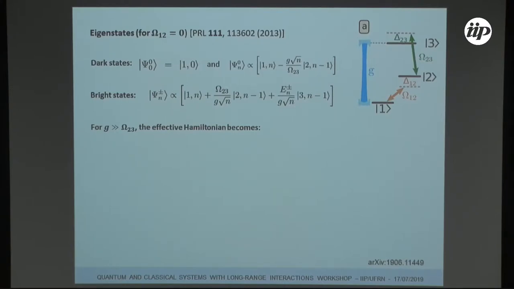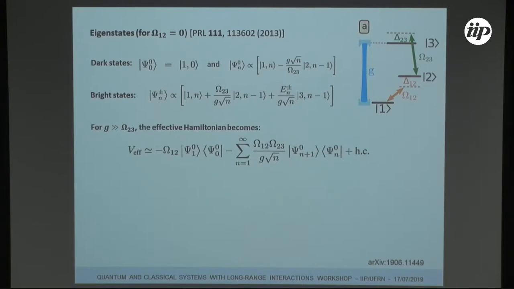I'm not going to show you all the details of the derivation. It's quite simple. But the important message is we have here an effective Hamiltonian which describes only transitions between the dark states. So the bright state is never populated. So the excited state in this case is never populated. But we can do transitions between the 0 and 1 photon dark state, n to n plus 1, and so on. So we have many contributions of transitions here, but involving only dark states.